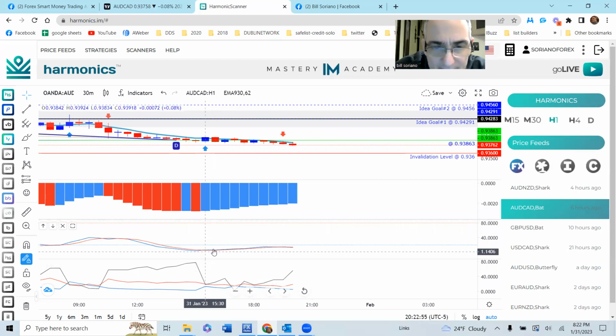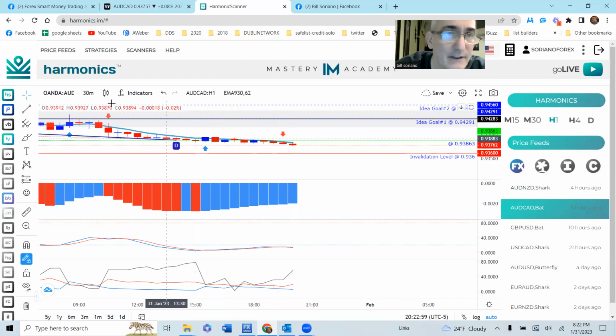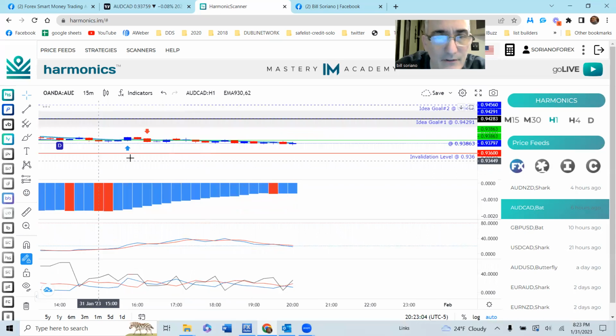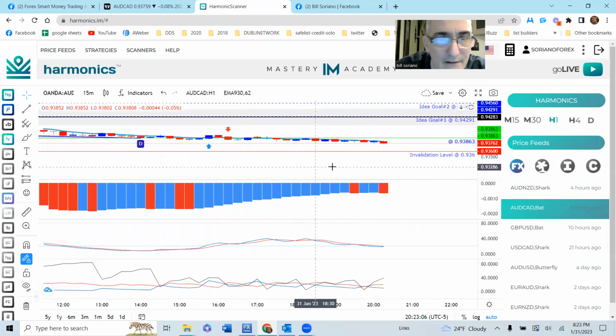Also, it looks like these two lines are even here. So that's not a valid shift candle. So you don't get a valid shift candle on the 30-minute chart. Like I said, you don't get a valid shift candle until you drop all the way down to the 15-minute chart.